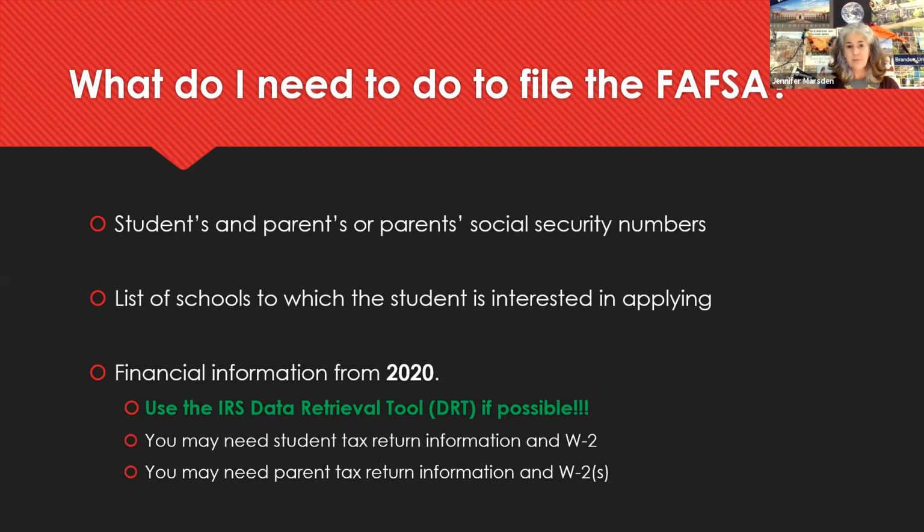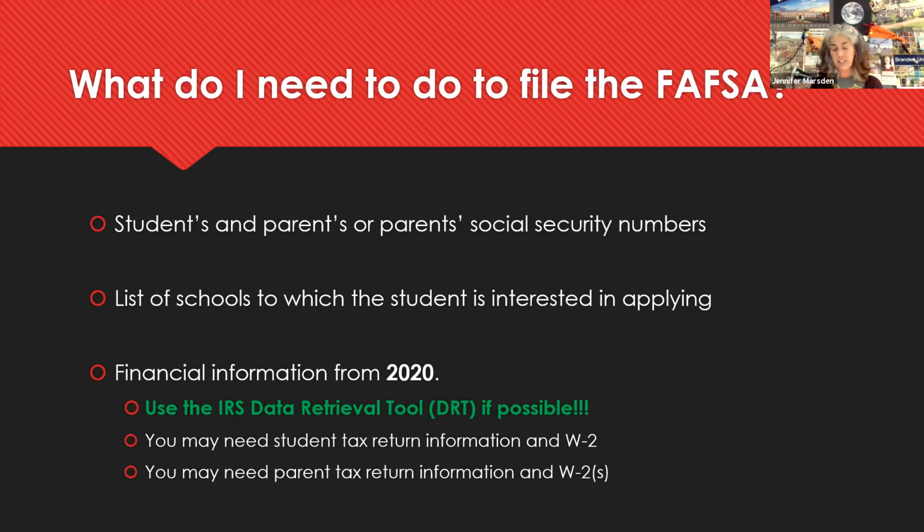Okay, so I think we've covered most of this except this bottom, which I've highlighted in green, super important. So when you log on and you're at the parent section of the FAFSA, it will ask the parent's marital status. If the parents are married, it will ask for the social security number of both of the parents. If the parent's divorced or widowed, it only asks for one of the parents.